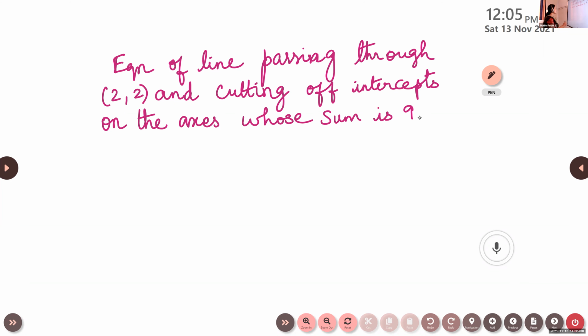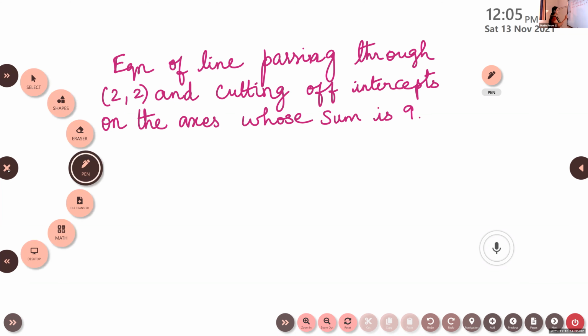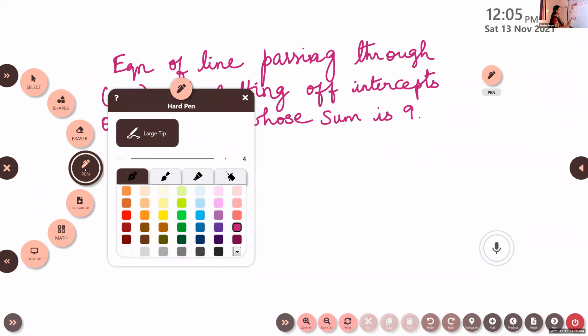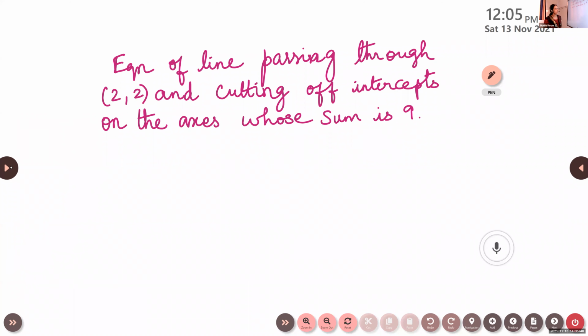Okay, this is again an important question, children. It's an important question. How to solve this? Find the equation of the line passing through 2, 2 and cutting off intercepts on the axis whose sum is 9.